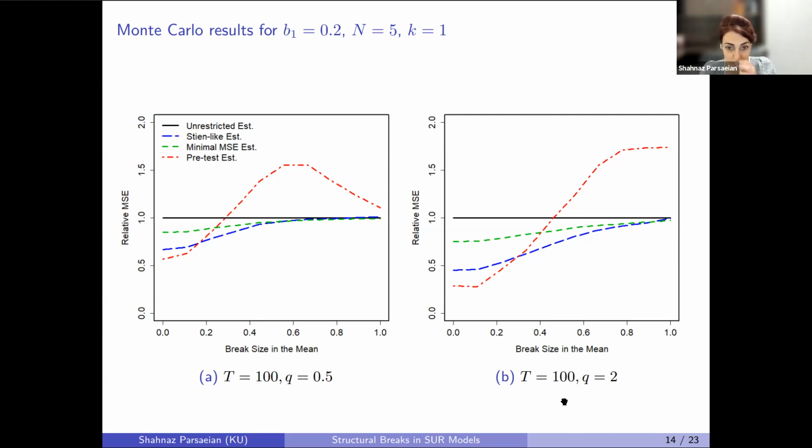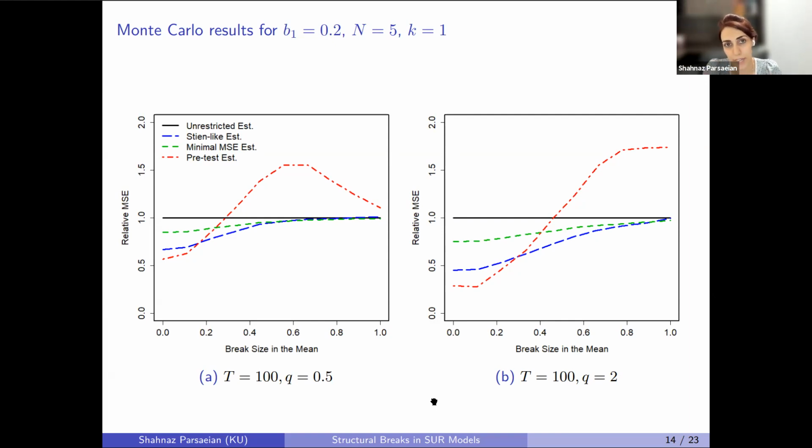The reason is that here the Stein is combining the unrestricted estimator with the restricted estimator. And because for this specific setup, when the breakpoint is at 0.20, the pre-break sample observation by itself will have a poor estimation because there are not enough observations in that.